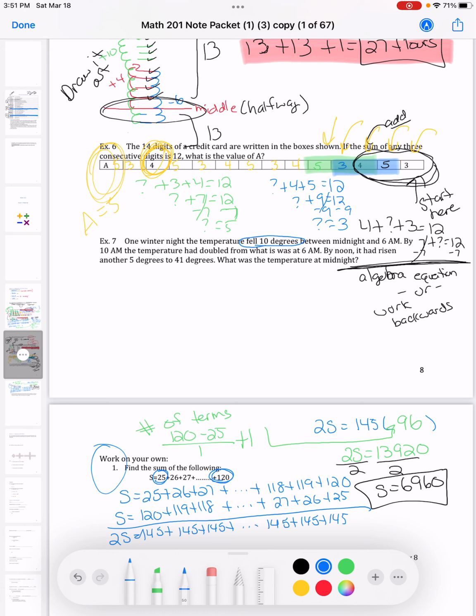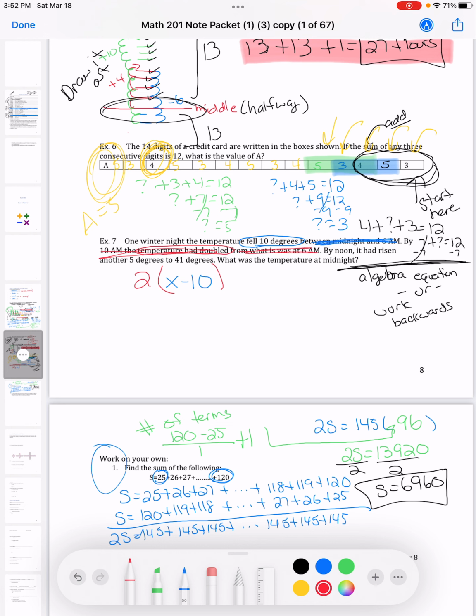Fell 10 degrees. In math terms, I think about something falling 10 degrees. Would that be adding, multiplying, dividing, or subtracting? That would be subtracting. So the temperature fell 10 degrees. Between midnight and 6 a.m. That's not important. That's not going to help me. By 10 a.m., the temperature had doubled. So doubling is multiplying by 2. So I don't know what this whole thing is, but I've got to multiply the whole thing by 2.